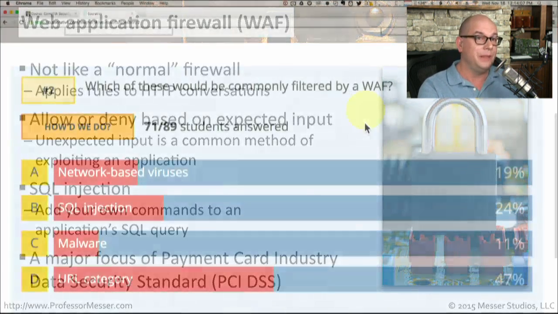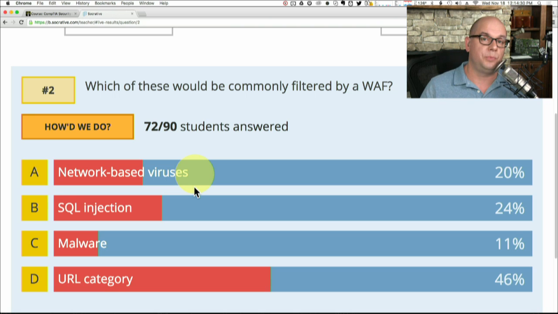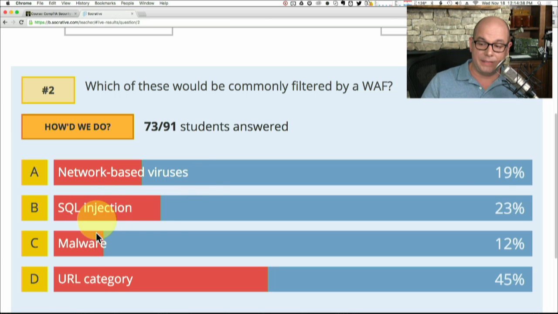So if we look at how we did with this question, the 47% of you that said URL category, traditionally you filter URL category with a URL filter. And these days, that's even built into the traditional next generation firewalls. Malware, that's one thing that you could filter, but it's not done in a web application firewall. And network-based viruses are traditionally also done through a network-based virus prevention or intrusion prevention system or next generation firewall. But SQL injection is a good example of what might be filtered by a WAF. But obviously, a WAF can filter many other things, not just SQL injections. It can filter many kinds of application attacks. This is just one example of the types of things that it can filter.